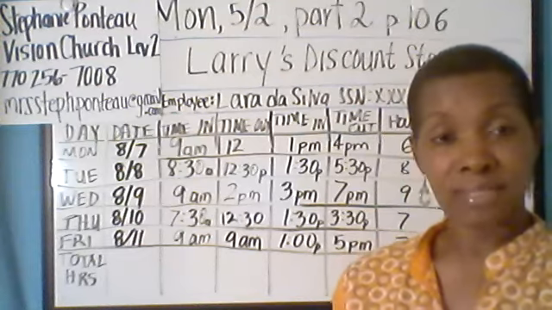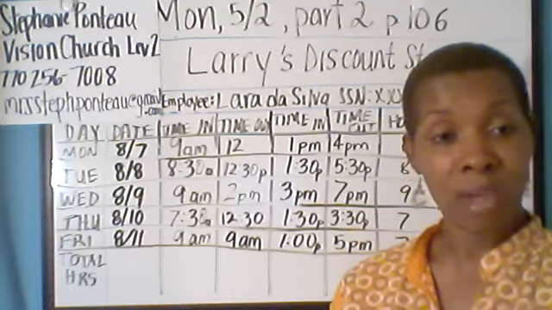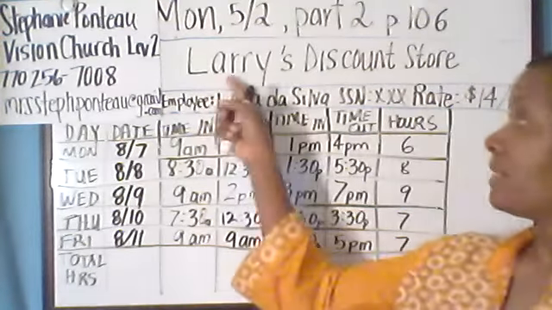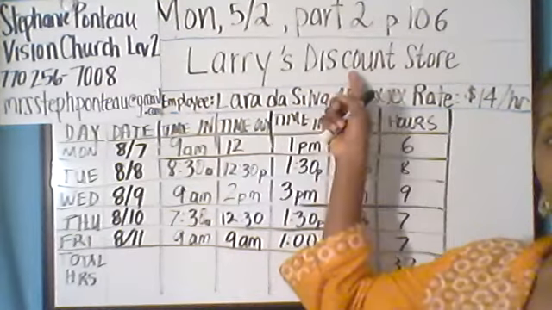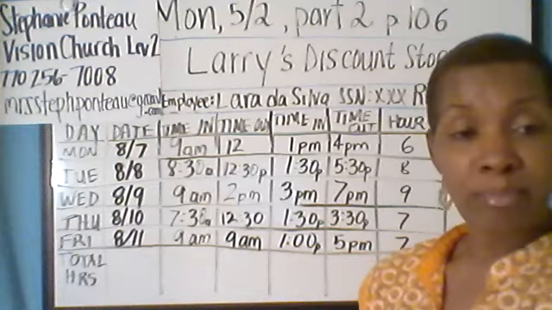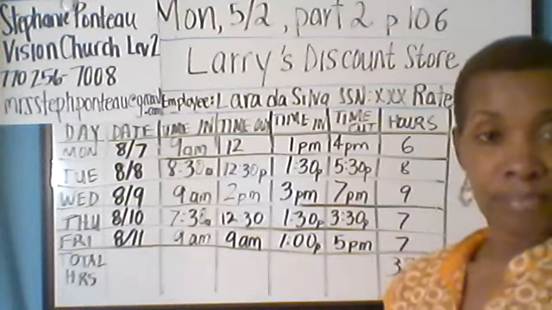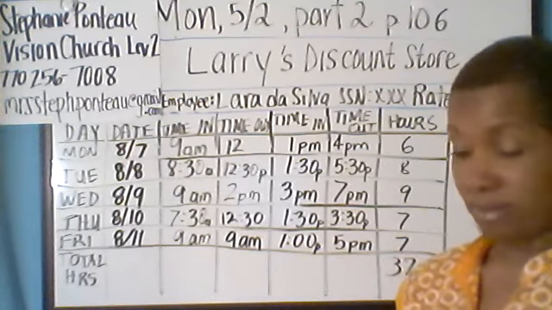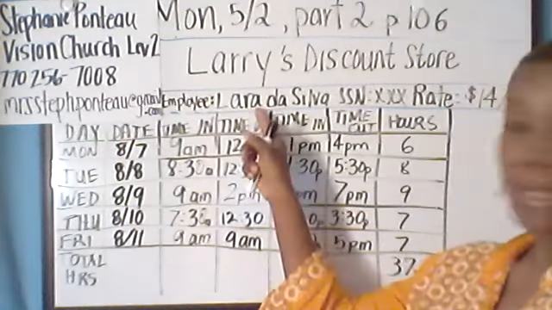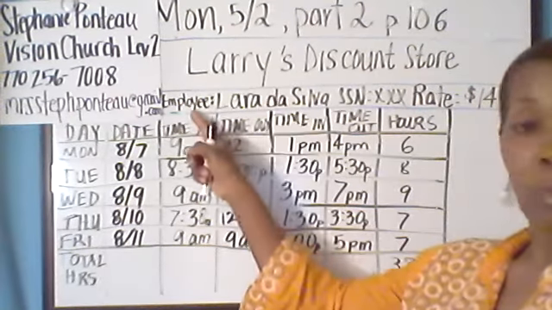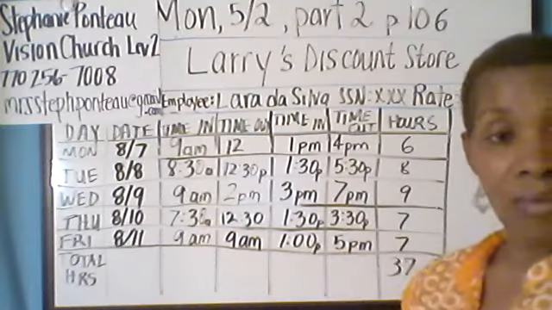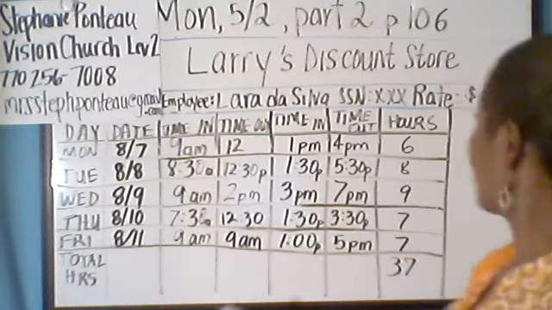Okay, so let's look at this timesheet. What is the name of the employer? It's right across the top of the timesheet. Yep, right there. Larry's Discount Store. What is the employee's name? The employee is the person who works there. And that's also towards the top of your timesheet. And it's right there. It says employee, and it's Lara De Silva. Lara De Silva. So that's the employee.